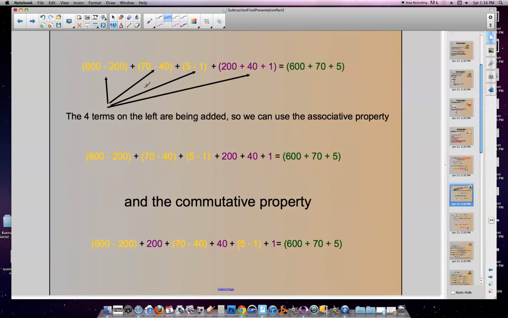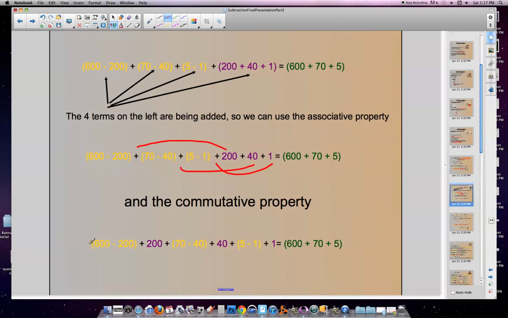Now that we've set it up this way, notice that this term, plus this term, plus this term, plus this term, this is all addition. And since we just have addition of terms, we can use the associative property and get rid of these parentheses. We don't need to leave the parentheses around 200 plus 40 plus 1. And once we get rid of those parentheses, we still are just adding terms. So we can also use the commutative property of addition. And we're going to move the 200 over here. And we're going to move the 40 over here. And we're going to move the plus 1 over here.